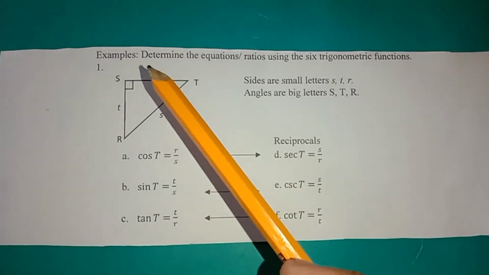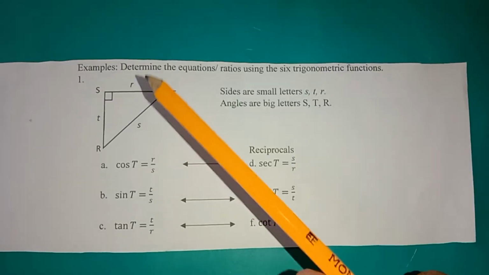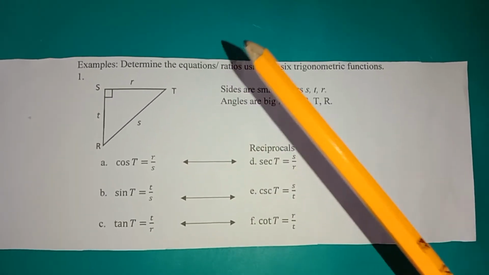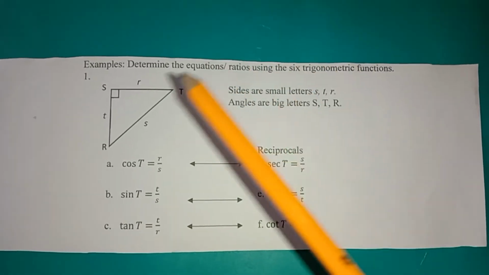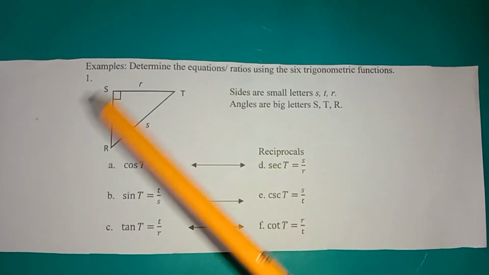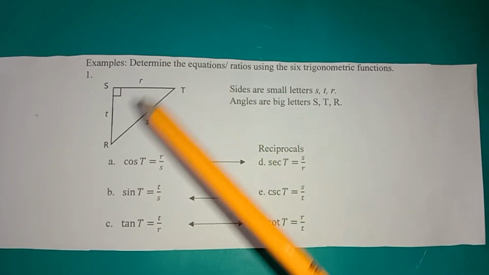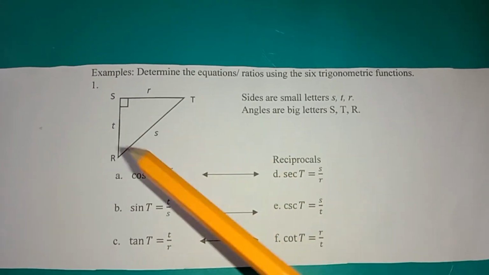Okay, so let's tackle this example. Determine the equations or ratios using the 6 trigonometric functions. So we have this given illustration or this given diagram.